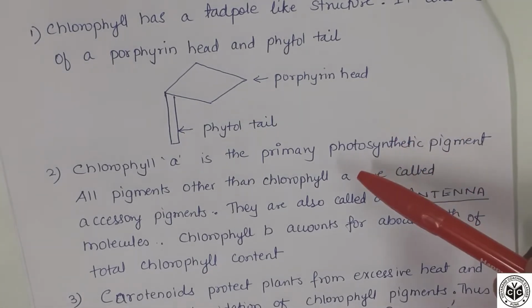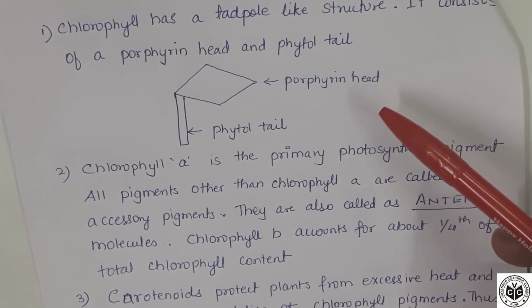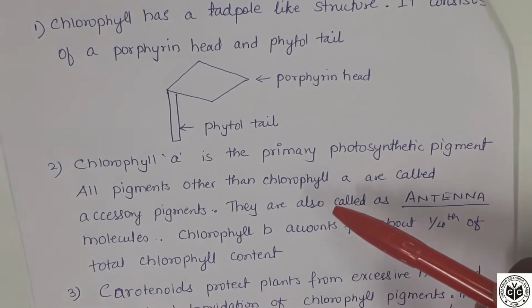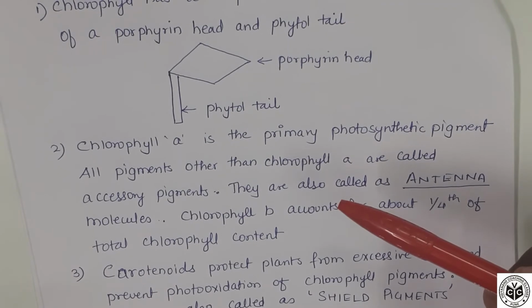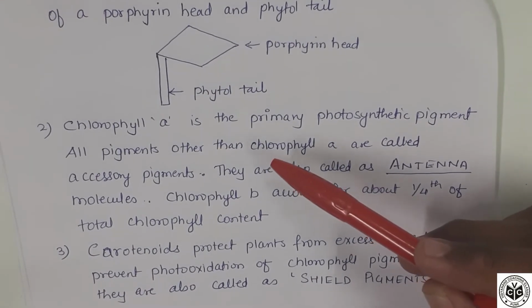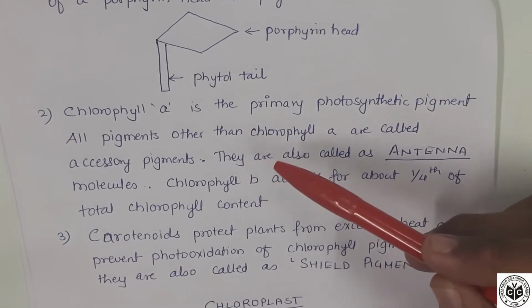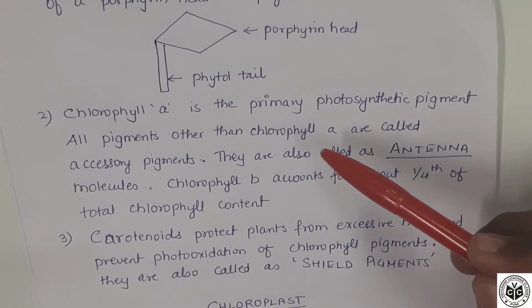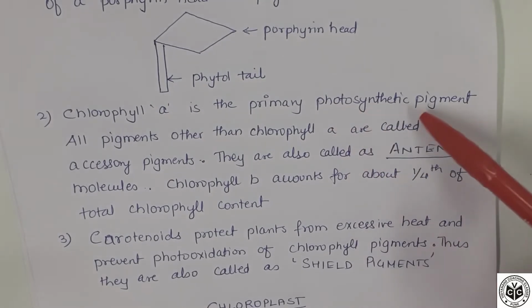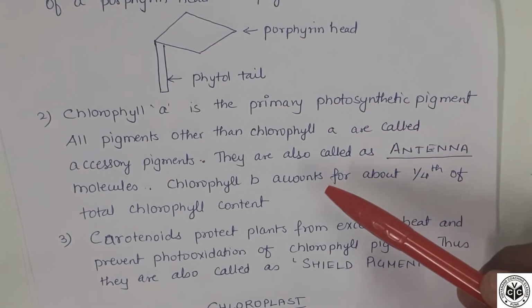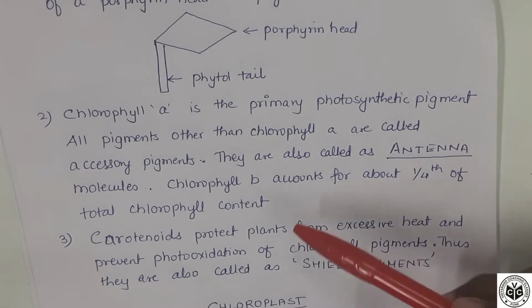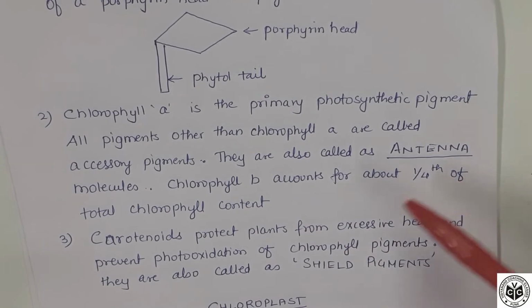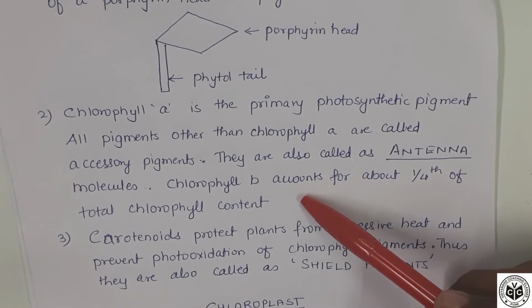That is, it can convert solar energy into ATP. While the other accessory pigments have the ability only to transfer the absorbed energy to chlorophyll A. Accessory pigments cannot transform solar energy into chemical energy. Therefore, chlorophyll A is called the primary photosynthetic pigment, and the accessory pigments are also called antenna molecules. Chlorophyll B accounts for about 1/4 of the total chlorophyll content.